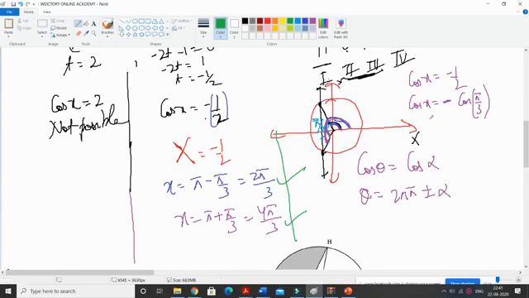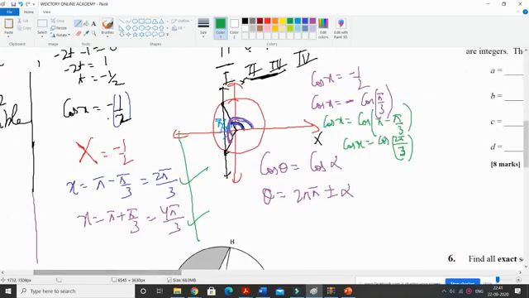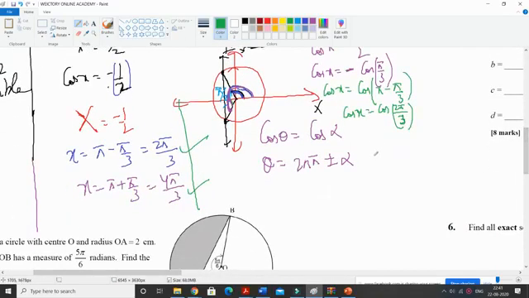As it is negative, we can write cos x is equal to cos of pi minus pi over 3, because cos of pi minus theta is negative cos theta. So here you will get cos x is equal to cos 2 pi over 3. So we can use cos theta is equal to cos alpha, which means theta is equal to 2n pi plus minus alpha. So from here you get x equal to 2n pi plus minus 2 pi over 3.